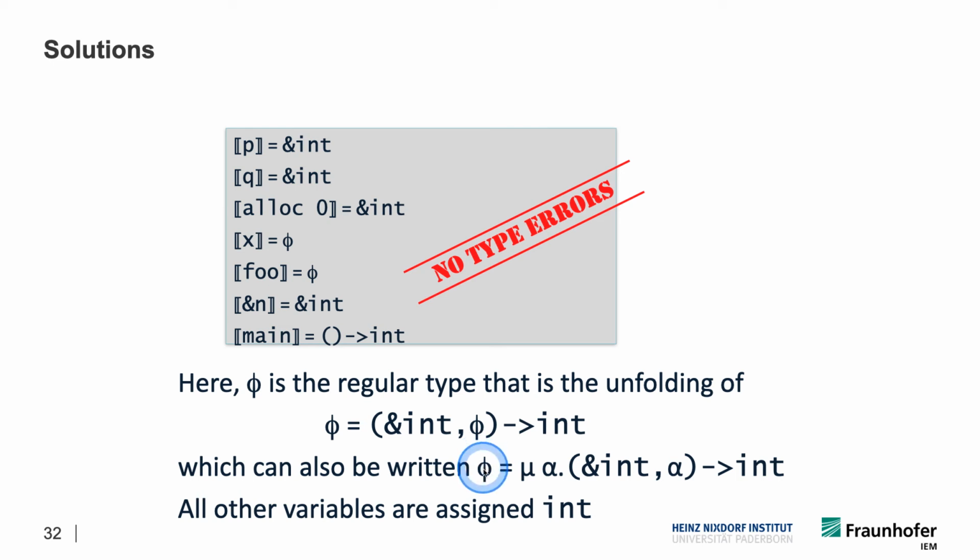So you can define this type to be basically lambda alpha, where alpha is again the type variable that we are referring to. And all the other variables are actually assigned int.